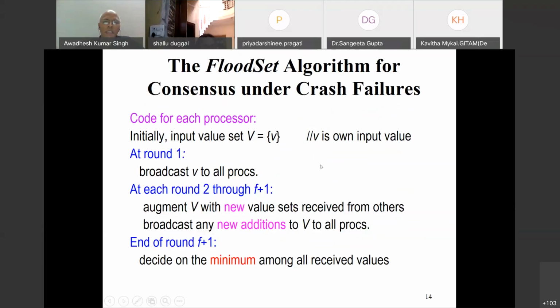You might have heard about it, but just to have a quick recap of this, here every process has some input, and each one will broadcast its input to all others.